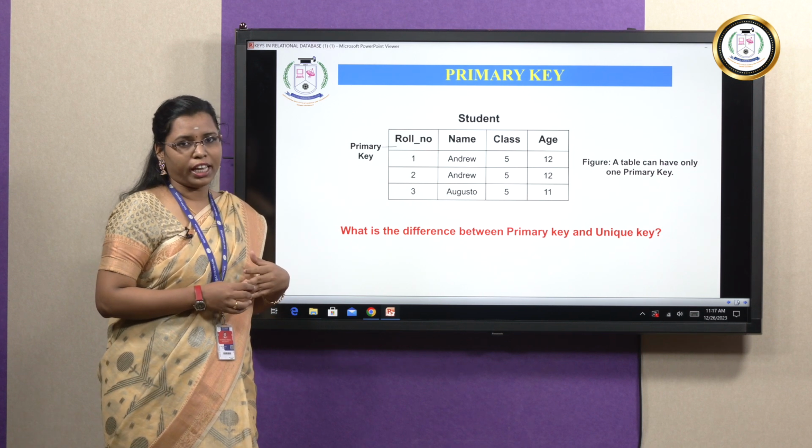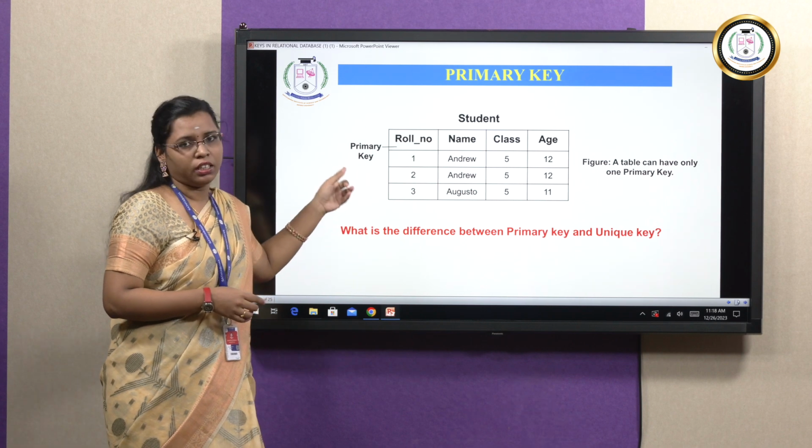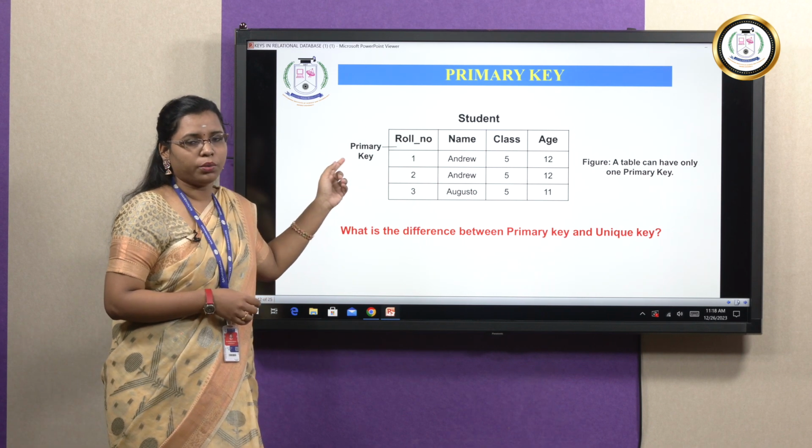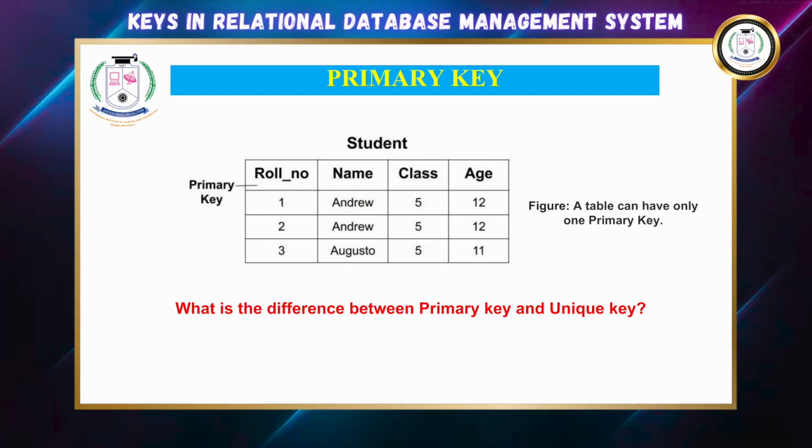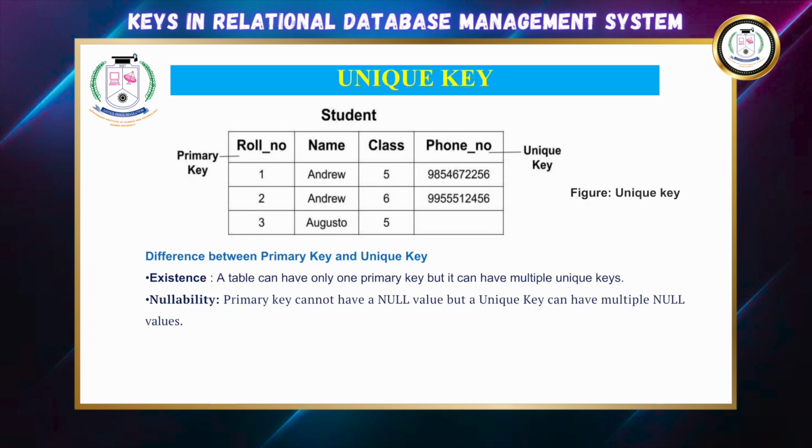Class? No. Name? No. Roll number? Yes. Here we can take it as a primary key because it shows a unique identification. Yes. Now, what is the difference between primary key and unique key? Let us see what is meant by a unique key.